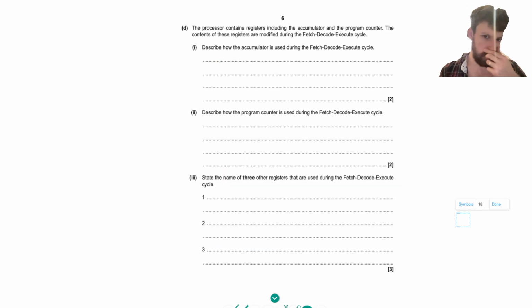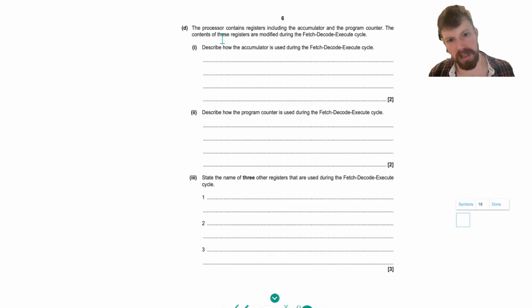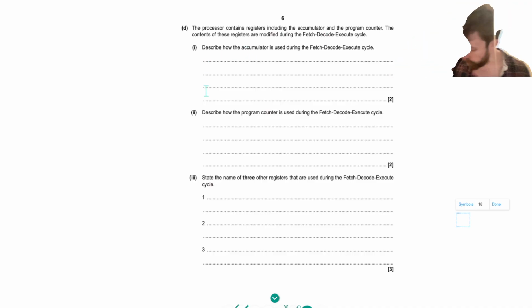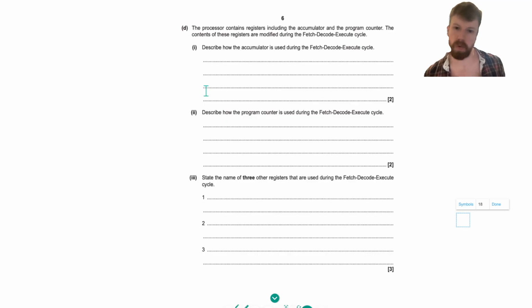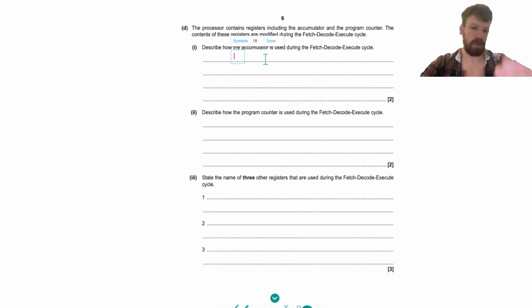Right, let's go on to the next ones. The processor contains registers. The contents of these registers are modified using the fetch, decode, execute cycle. Describe how the accumulator is used. Okay, so this is one where there's a big transition from GCSE, where you could make one generic point: the accumulator holds stuff that the ALU does.